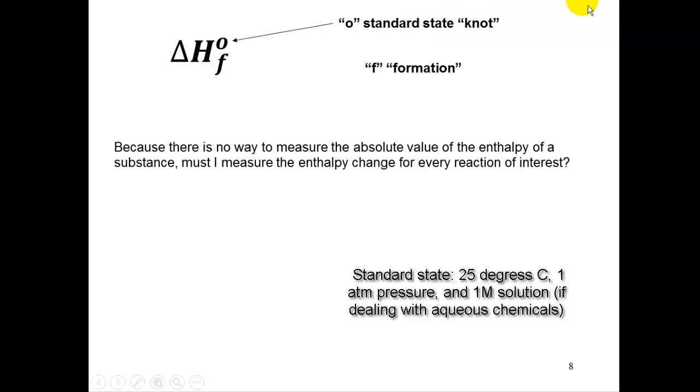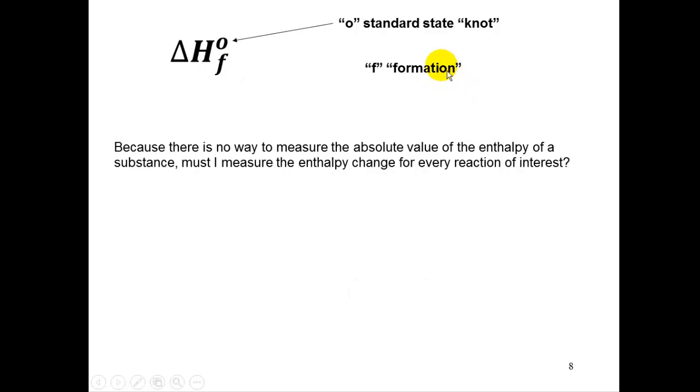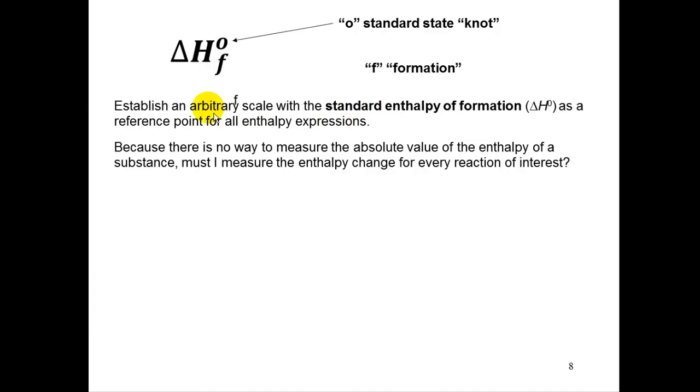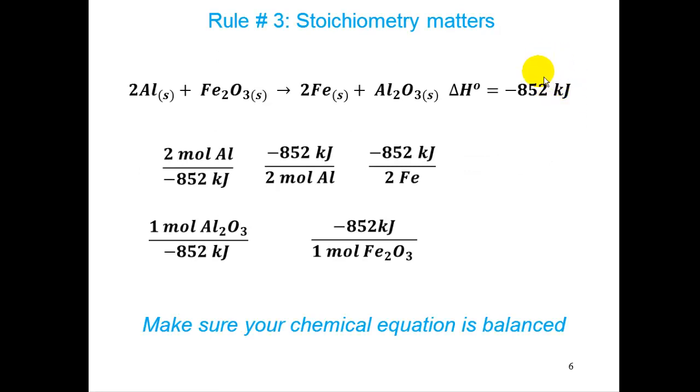So that's the specific conditions: 1 atmosphere, 25 degrees C, and 1 molar of aqueous solution. The F means formation. We're forming 1 mole. So this is our basis set. This is the origin upon which all the other delta H's are going to be computed. The arbitrary scale is the standard enthalpy of formation. Look for that not sign, okay? So if you see that not sign, that little O superscript, that means this reaction was energetically determined at standard state, 1 atmosphere pressure, 25 degrees C.